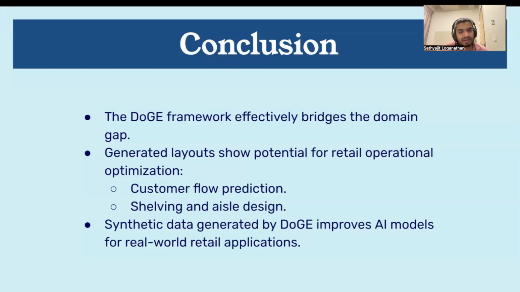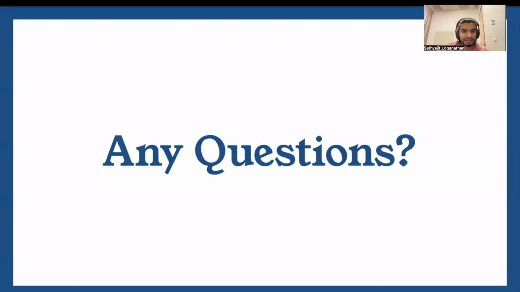And also the synthetic data generated by DoGE improves AI and real world applications, which is what I was referring to as a part of the previous project. This process would make more data available to experiment with and train different models as a subsequent step to optimize the navigation. So that concludes my research project on this submission.